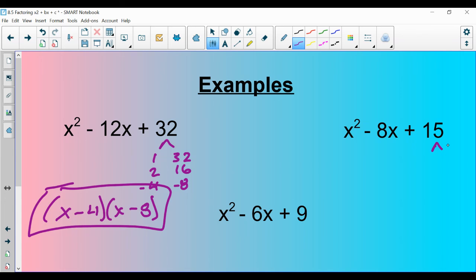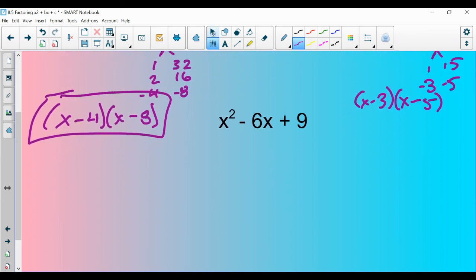Same idea here. What multiplies to 15? 1 and 15. 3 and 5. Could 3 and 5 ever get you to -8? Yes, sure. If the 3 was negative and the 5 was negative. X minus 3, X minus 5.